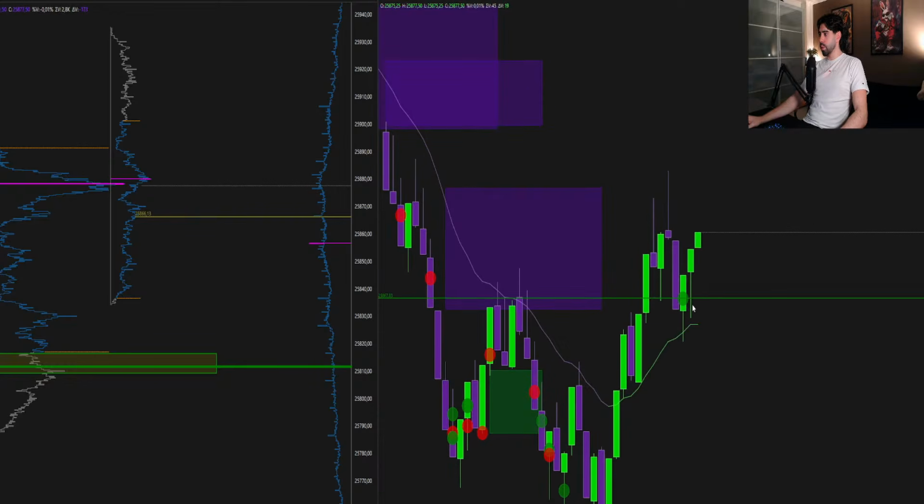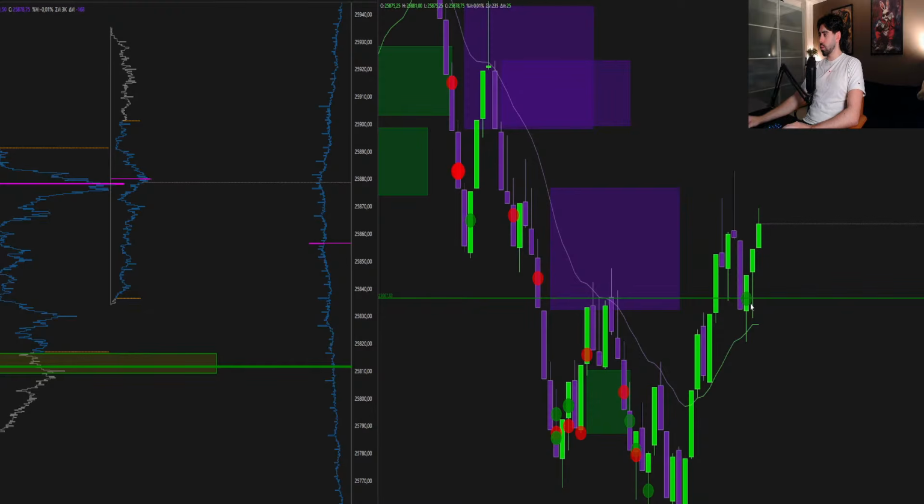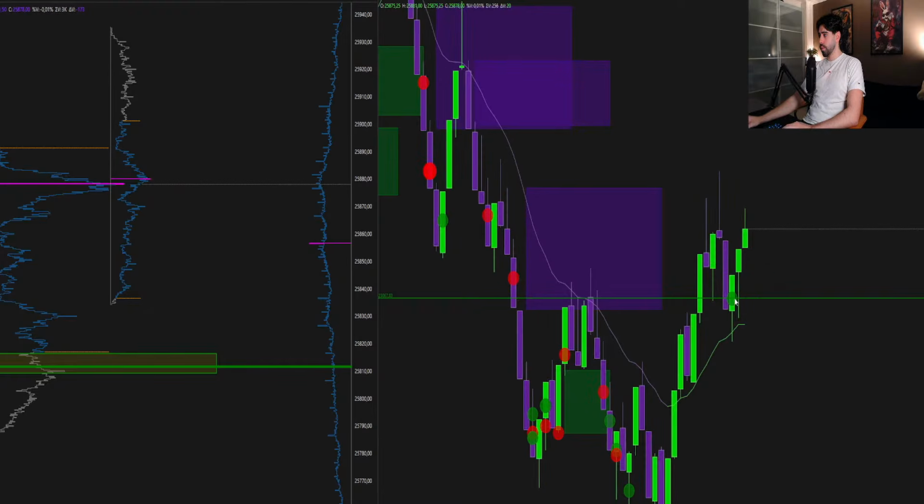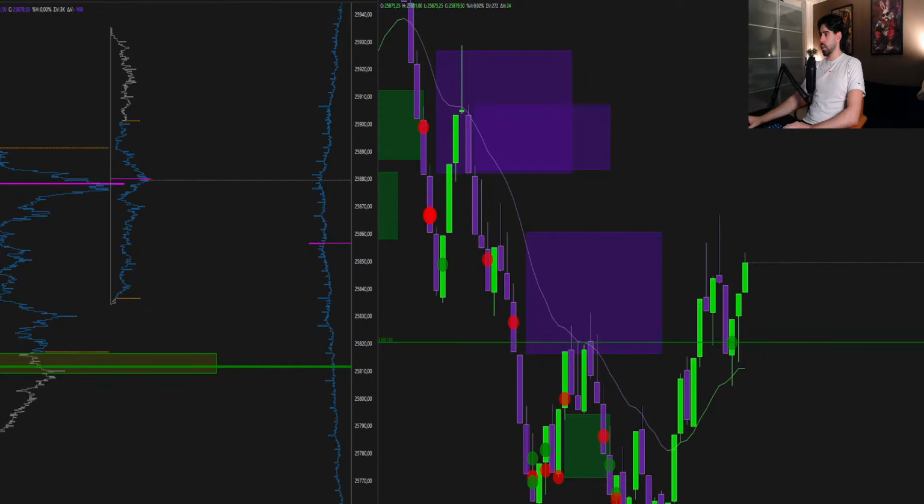Okay, we got some buy aggression here, back at the reload level. And now the volume profile has shifted low. The value area low is down here. So maybe this was also a trade. This could have been a good trade, I guess. Obviously, this is in hindsight.